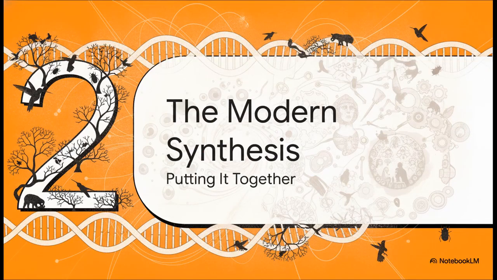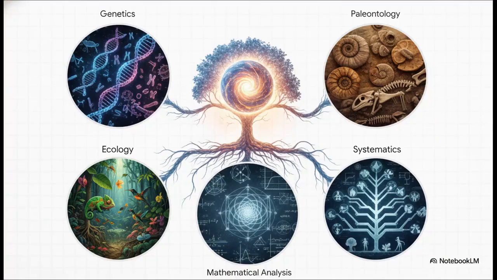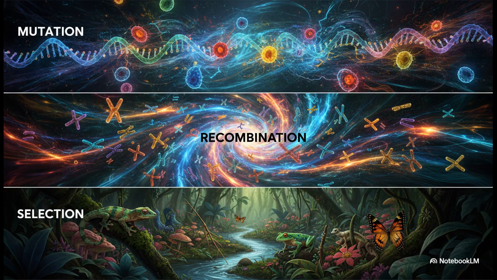That brings us to section 2, the modern synthesis, and how this puzzle was finally put together. Enter Julian Huxley. He stepped in as this visionary unifier and essentially forged a massive scientific truce. He pulled together genetics, paleontology, ecology, systematics, and even mathematical analysis into one cohesive picture. He was the one who finally showed that those small, discrete mutations the geneticists are obsessed with, when they accumulate and natural selection acts on them, produce the exact broad, continuous trends the paleontologists are finding out in the dirt.